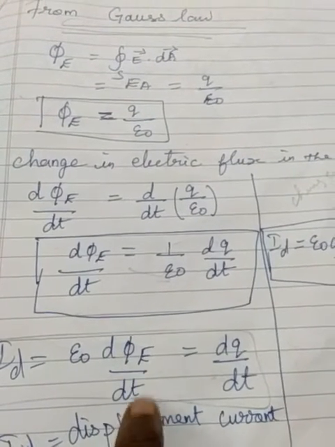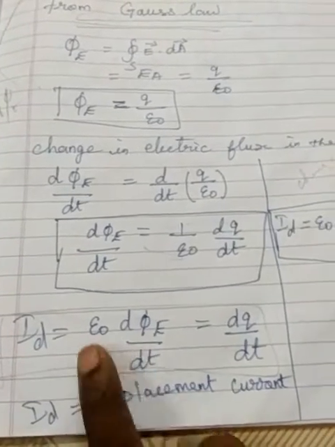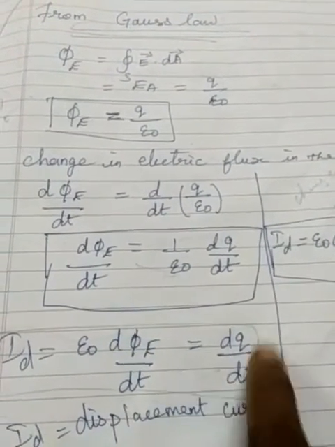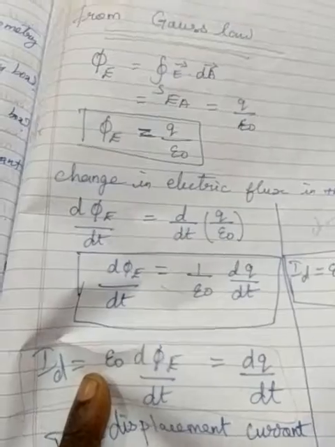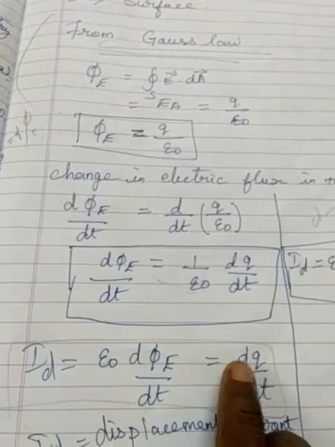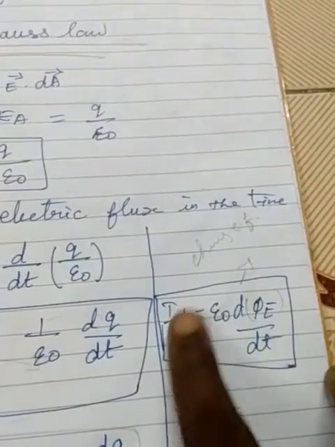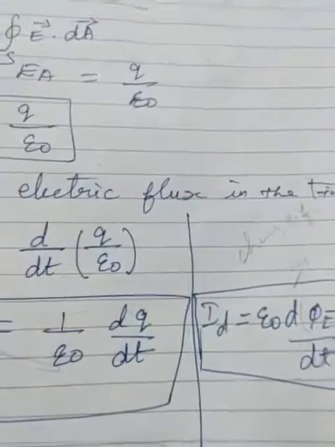So the value of dq by dt is what we call the displacement current. So the displacement current value is dq by dt. Otherwise, we take that Id is equivalent to epsilon naught d phi E by dt. So this is the displacement current.